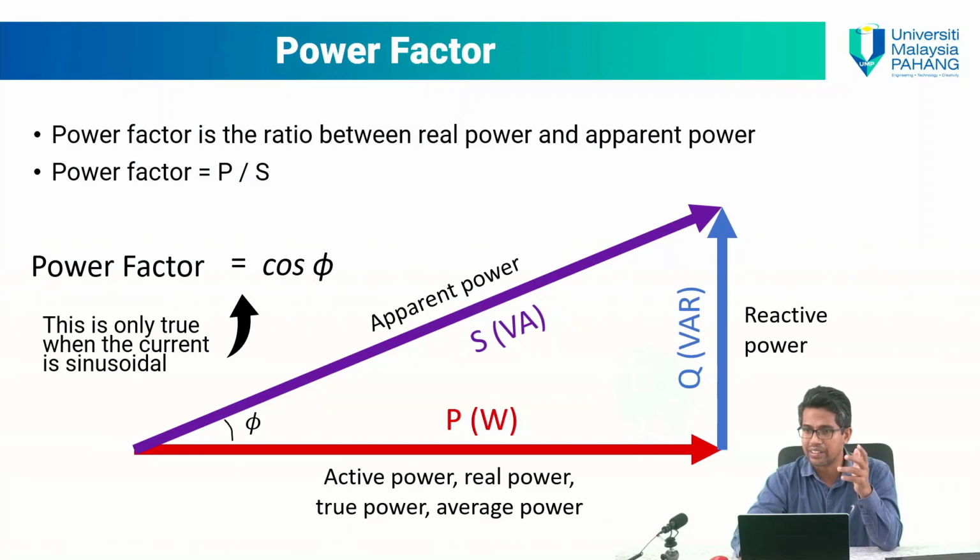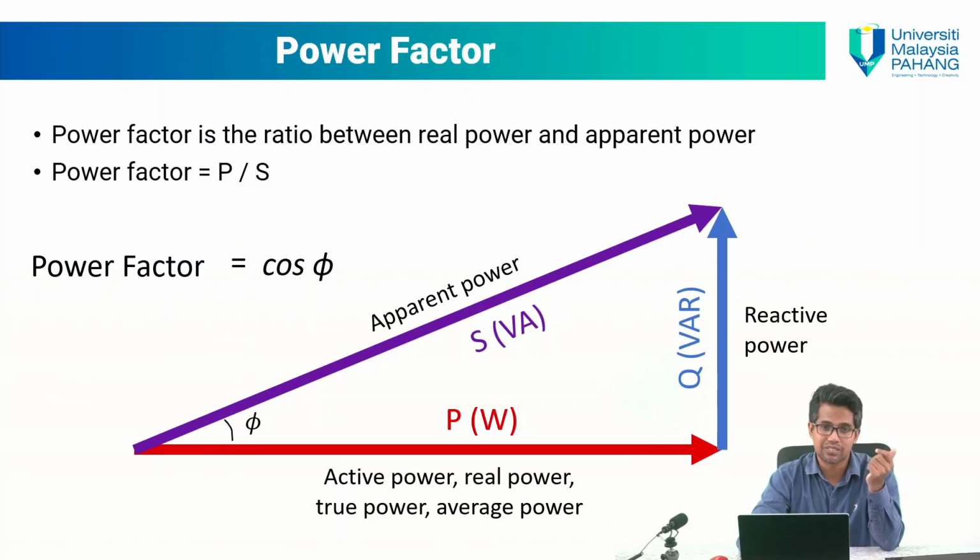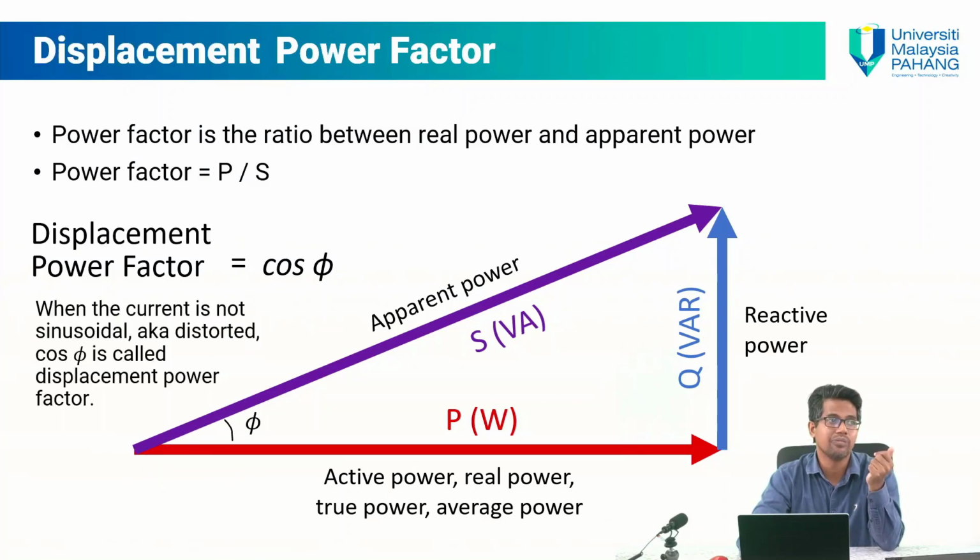This is like 30 years ago, when there were a lot of loads that didn't produce harmonics. Our light was incandescent light. Our motor was only induction motor, no variable speed drive. But right now it will change. So what about when the current has harmonics? It's not cos phi anymore. It's another term. There are terms that we will learn as true power factor.